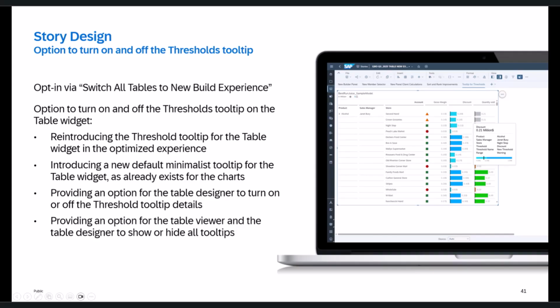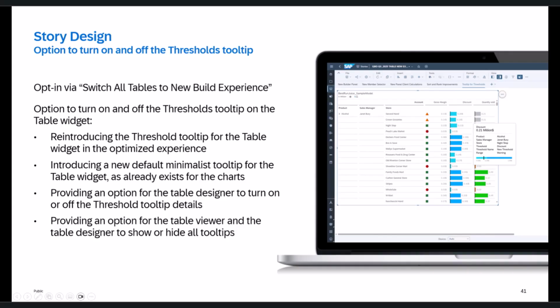A new default minimalist tooltip is provided for the table widget, similar to what already exists for charts. An option is available for the table designer to turn on or off the thresholds tooltip details. A second option is available for both table viewers and designers to show or hide all tooltips.